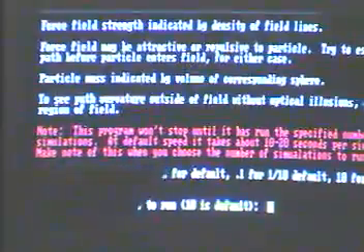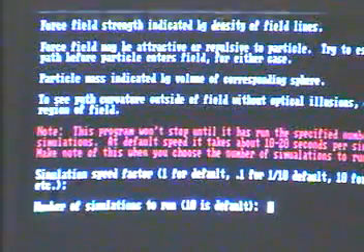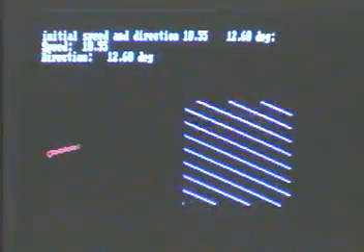You're asked for a simulation speed factor. You can just take the default setting to start with. That's all I'm doing here. Number of simulations to run, 10 is the default. And we're going to watch what happens.